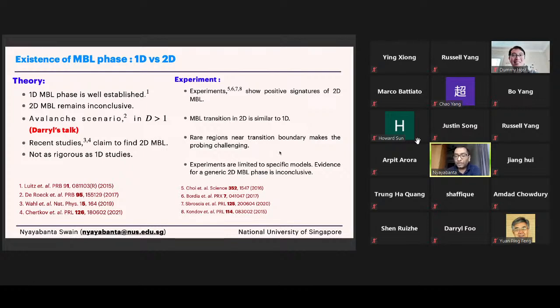Also, the experiments are done in very specific models, so it has been quite debatable whether to claim that 2D MBL exists or not. That is where we decided to do the calculation and see whether we can provide strong evidence for the existence of MBL.